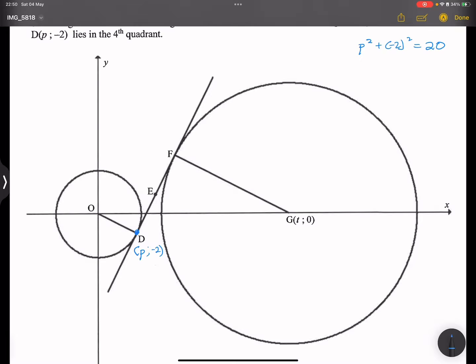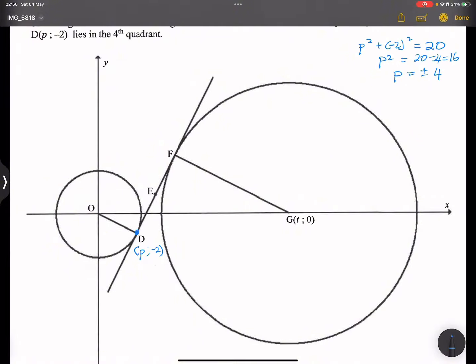So what does this give me? P squared is equal to, now 2 squared is 4. If I take it to the other side, it's 20 minus 4, which is equal to 16. So P squared is equal to 16. So we can say P is equal to plus minus 4.